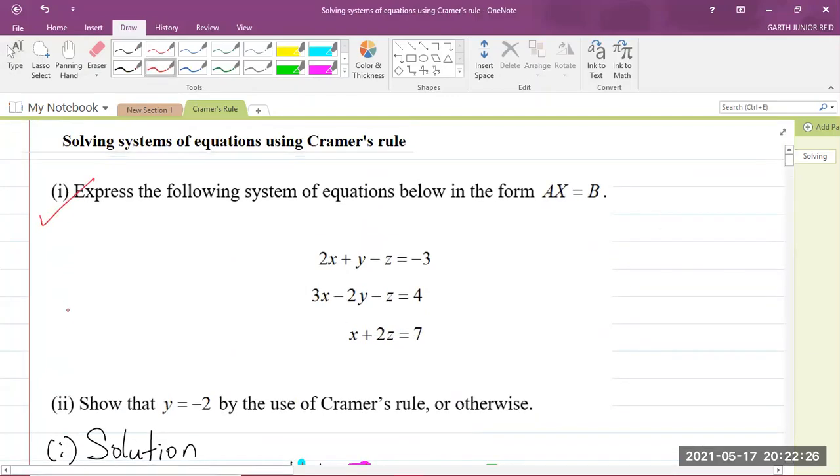So part 1 gone. Part 2 now says we are to show that y is equal to -2 by the use of Cramer's rule or otherwise.